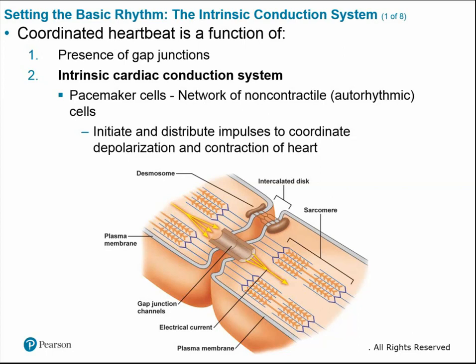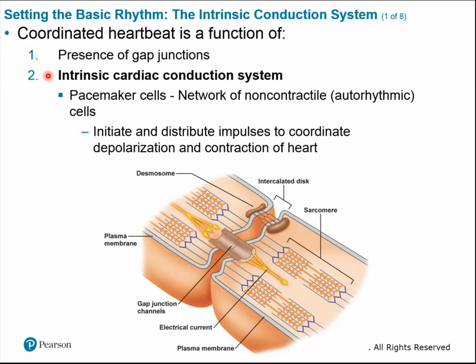So coordinated heartbeat is a function of the gap junctions and what's called the intrinsic cardiac conduction system. We talked about the gap junctions before. These are the electrical connections between the cells so that ions and action potentials can pass from cell to cell fairly quickly. This allows the cells to function as a functional syncytium, or a single coordinated unit.